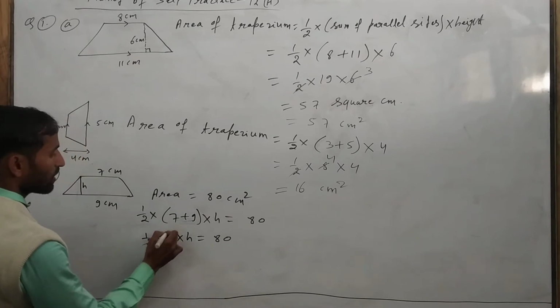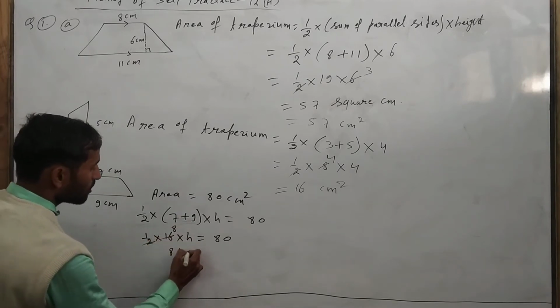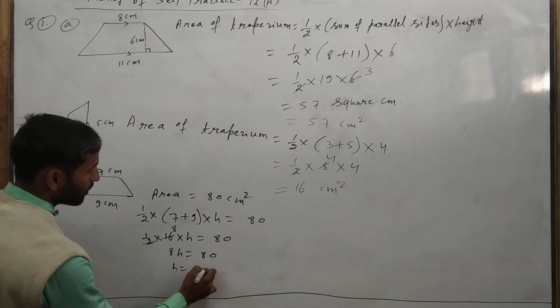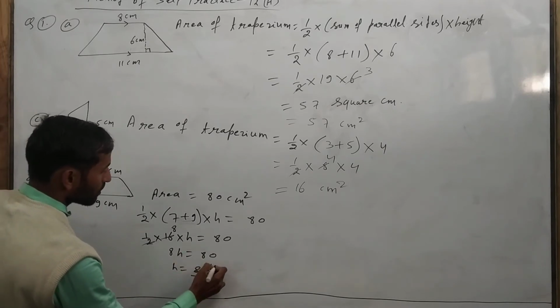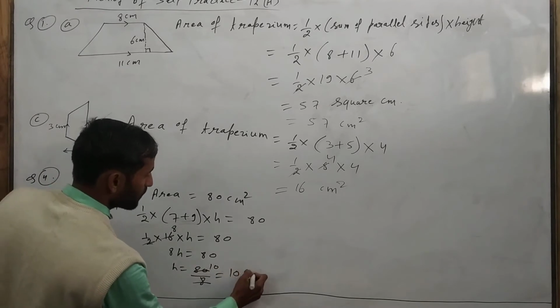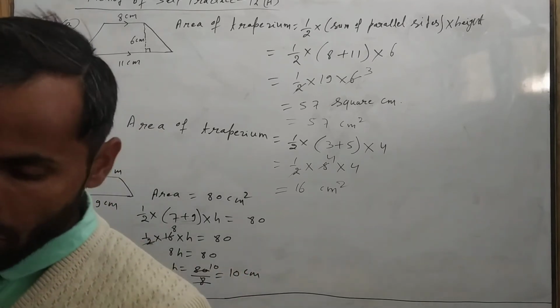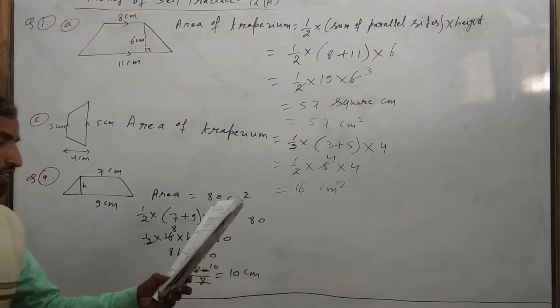Now we will cancel out, it will come 8. So 8h is equal to 80. Now this 8 will divide on that side. So h is equal to 80 upon 8. It will come 10 centimeter. So the height, or altitude, of the trapezium is 10 centimeter. This is the final answer. Okay. Now in the same way you have to do question number 3.